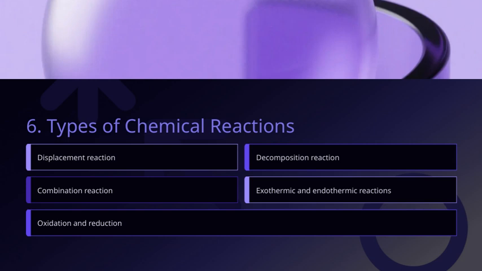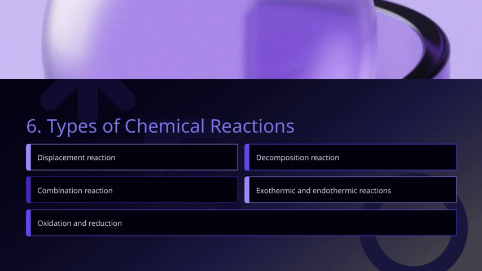Next, there's the decomposition reaction. This is where a single compound breaks down into simpler substances. Think of it as a complex molecule splitting apart into its components. It's often triggered by heat, light, or catalysts. Then we have oxidation and reduction, which are closely linked. Oxidation involves a substance losing electrons, while reduction involves gaining electrons. These processes often happen together, such as in rusting or cellular respiration, and are fundamental to many biological and chemical systems.